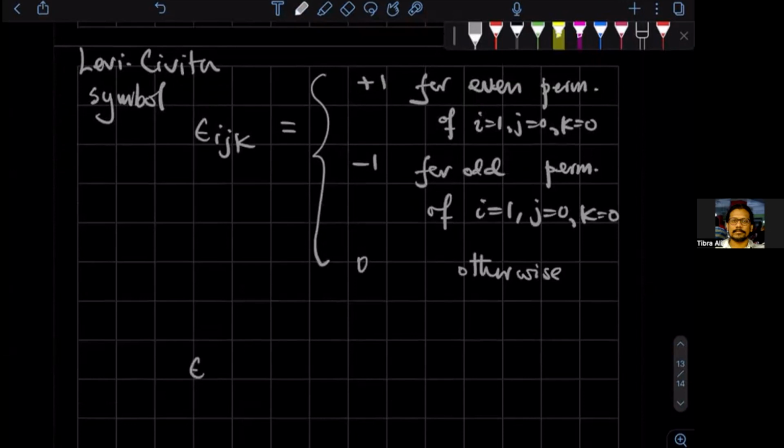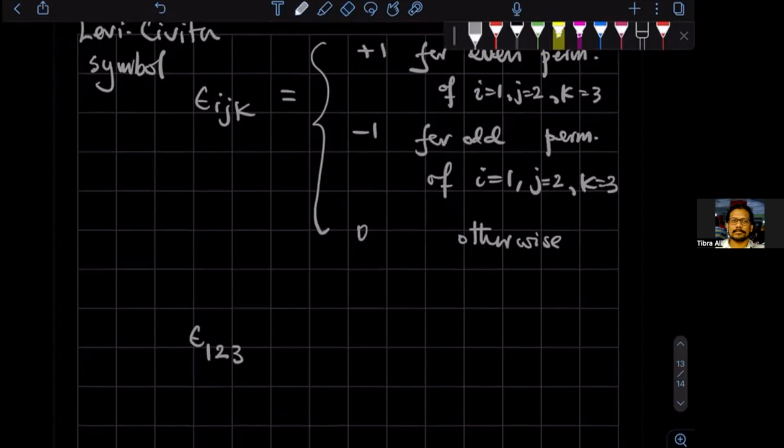So this means that, for example, E123... oh, sorry, what am I saying? Sorry. I equals 1, J equals 2, K equals 3, okay?